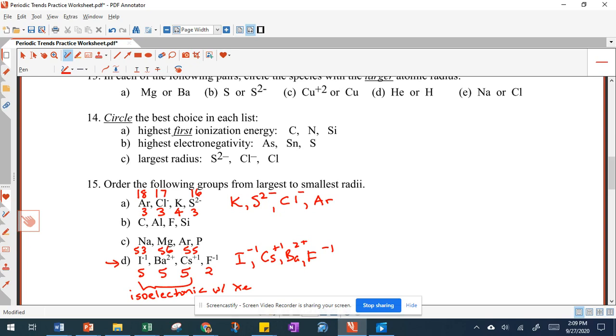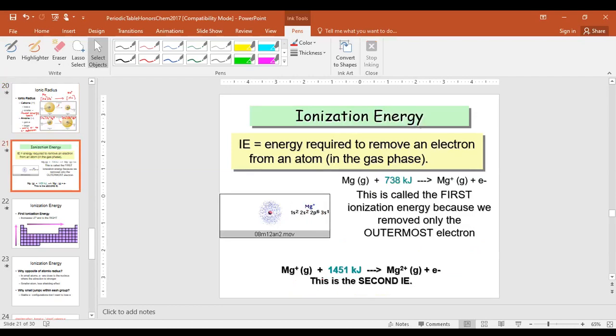Okay, so you will see some of this in your homework, so just continue practicing, and then we'll go over your answers for those problems next class. Now I want to go over ionization energy. First, I want to go over what ionization energy is, and then we'll go over the trend.